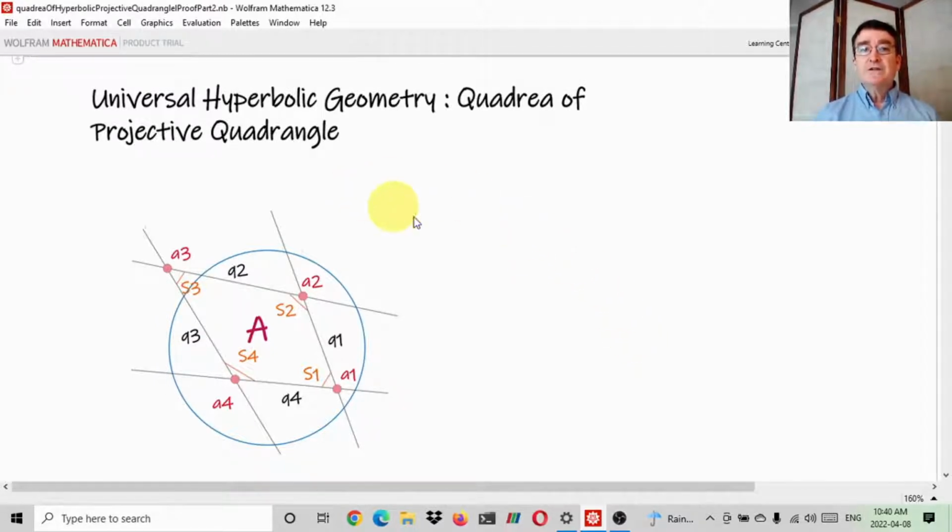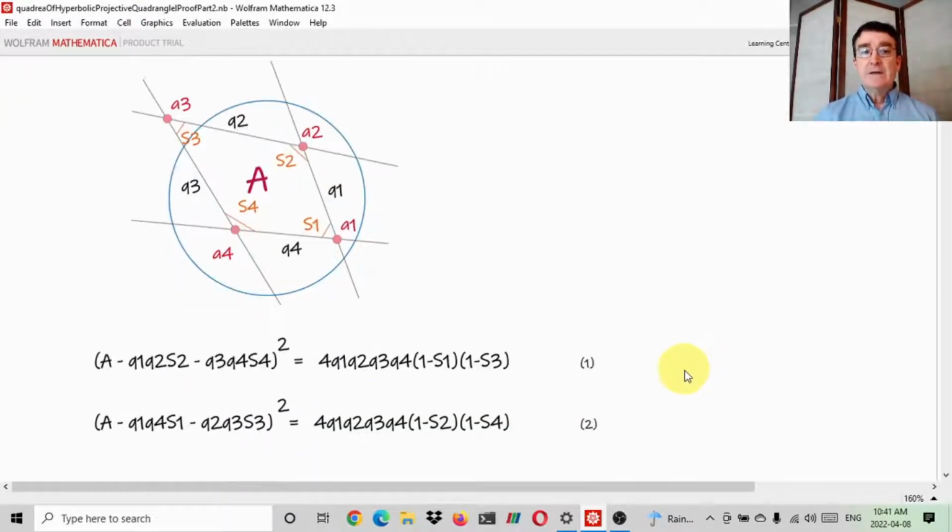Today we'll be continuing our proof of the quadrea of the projective quadrangle theorem in universal hyperbolic geometry. The setting is, here we have a projective plane in universal hyperbolic geometry with the null circle and projective points A1, A2, A3, and A4. Side quadrants are Q1, Q2, Q3, Q4, and spreads S1, S2, S3, S4.